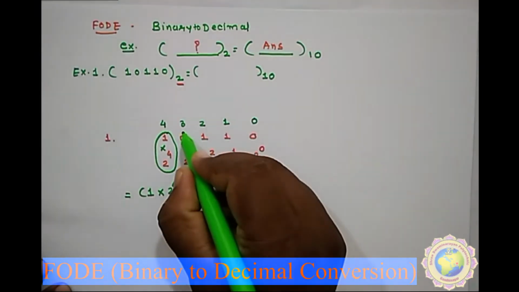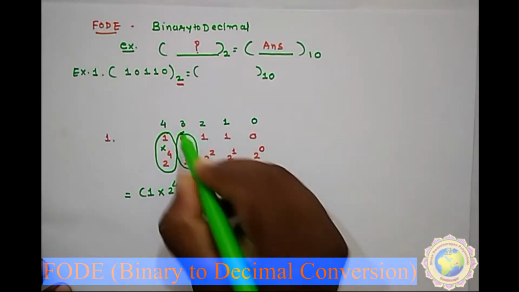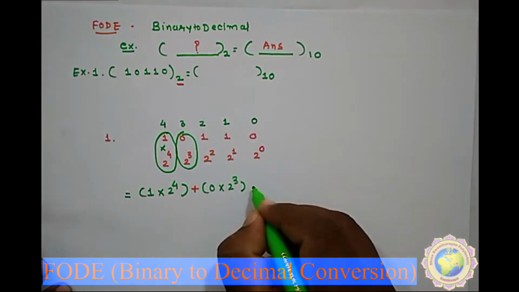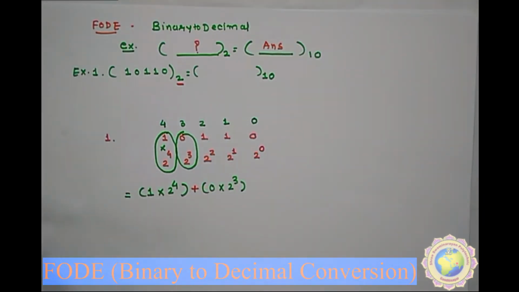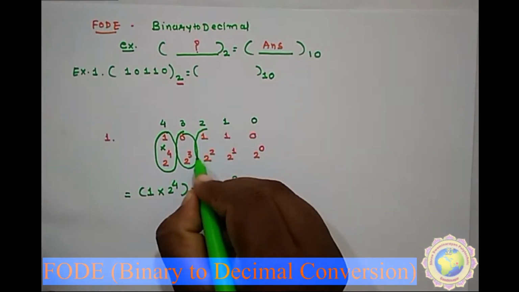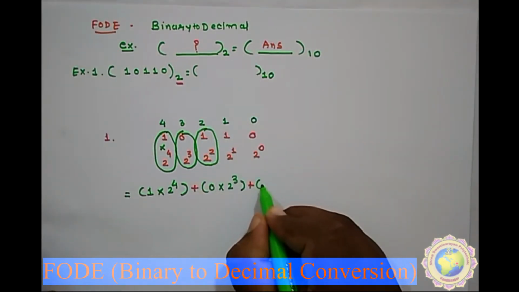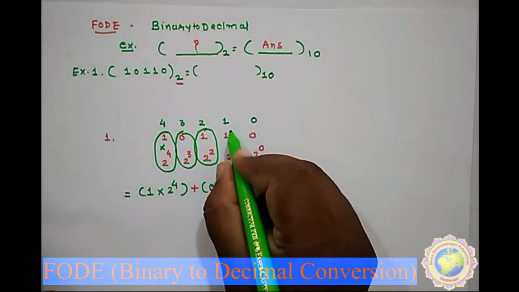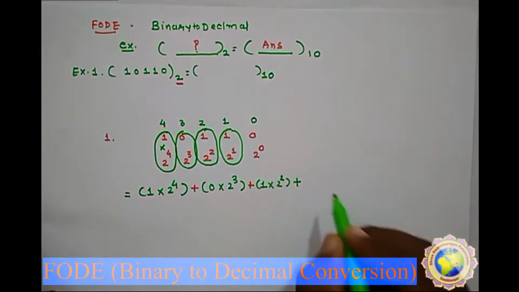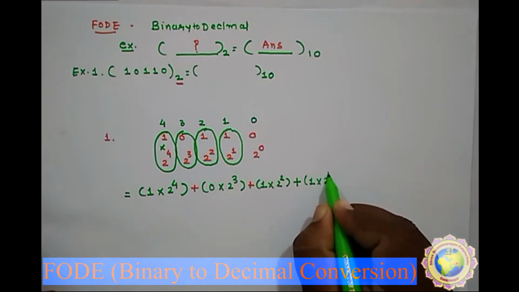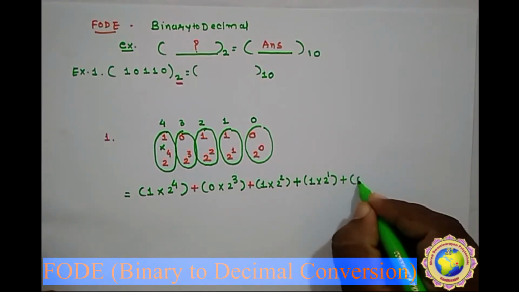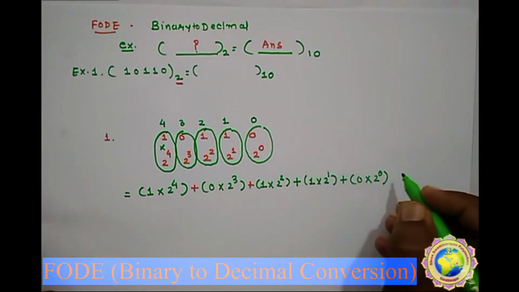Then again multiply this 2. So 0 into 2 raised to 3. Again put here plus. Again multiply: 1 into 2 raised to 2, again plus. Multiply this 2: 1 into 2 raised to 1, again multiply this 2, plus 0 into 2 raised to 0. Okay.